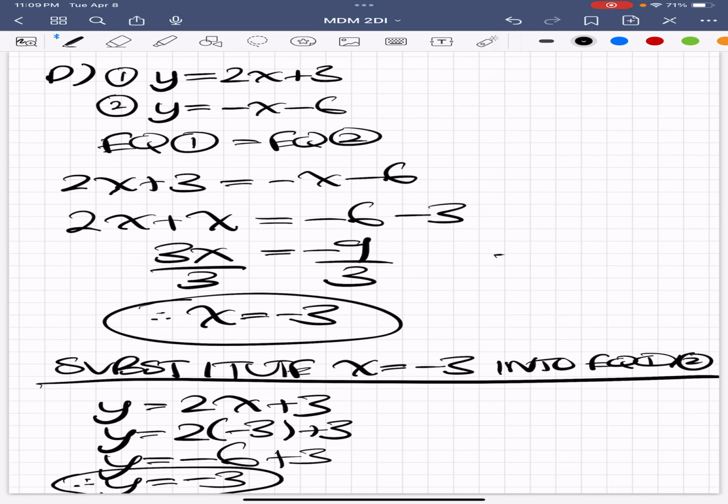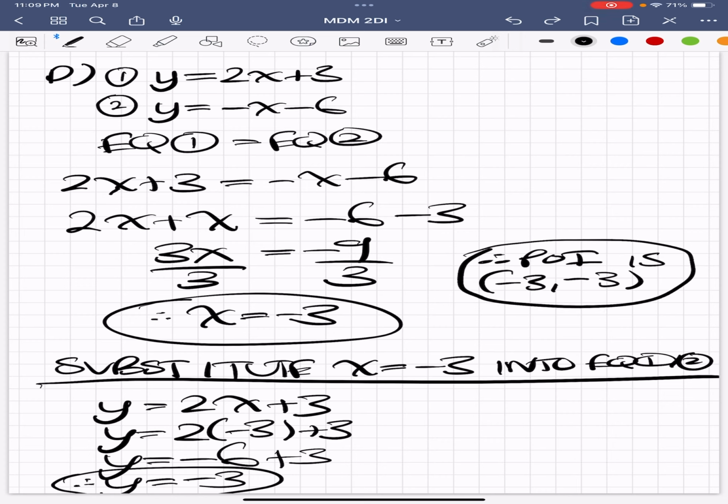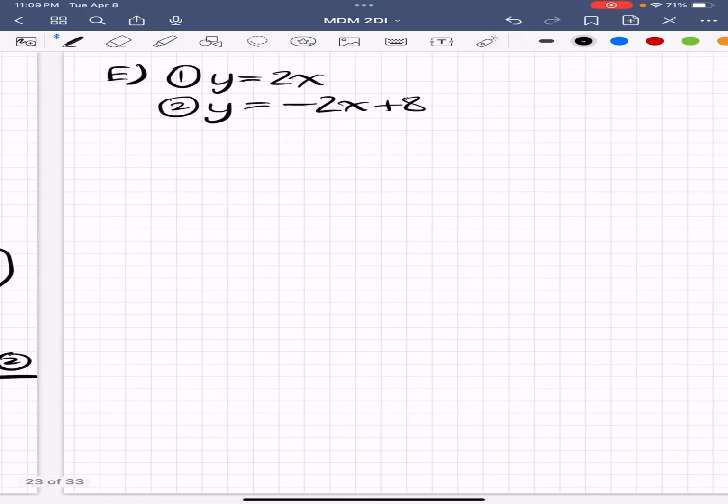And then we have our finishing therefore statement. So our point of intersection is negative 3 comma negative 3. I'll give you a minute to write that down. And moving on.